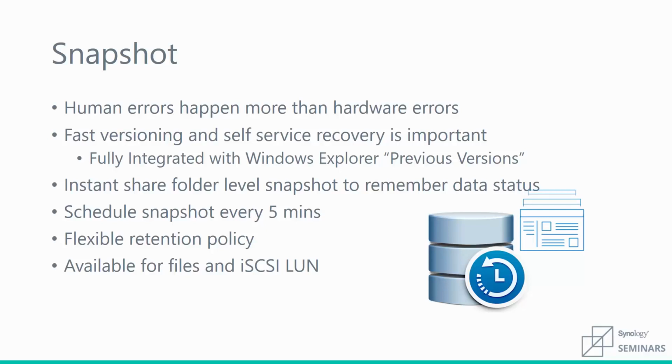You're able to take an instant shared folder level snapshot that fully remembers the data status. You're also able to schedule snapshots to happen up to every 5 minutes. And coupled with that, you need a flexible retention policy to make sure that you're only saving the snapshots that you want to save. Snapshotting is available either on files or the iSCSI LUN level. And we're actually going to jump into another demo here and show you how it works.